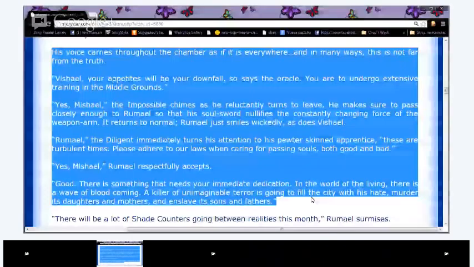Rumael, the diligent immediately turns his attention to his pewter-skinned apprentice. These are turbulent times. Please, adhere to our laws when caring for passing souls, both good and bad. Yes, Michel, Rumael respectfully accepts. Good, that is something that needs your immediate dedication. In the world of the living, there is a wave of blood coming. A killer of unimaginable terror is going to fill the city with his hate, murder its daughters and mothers, and enslave its sons and fathers.